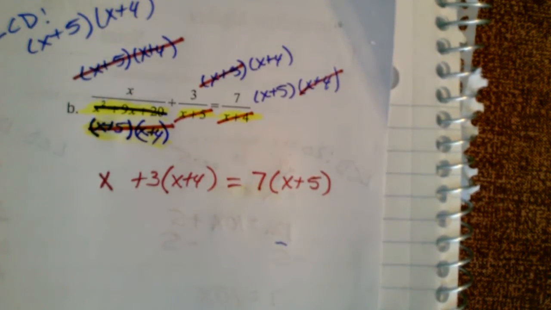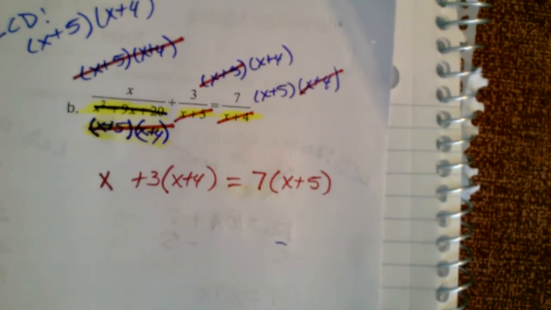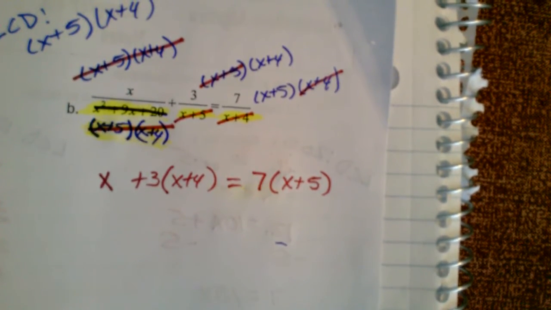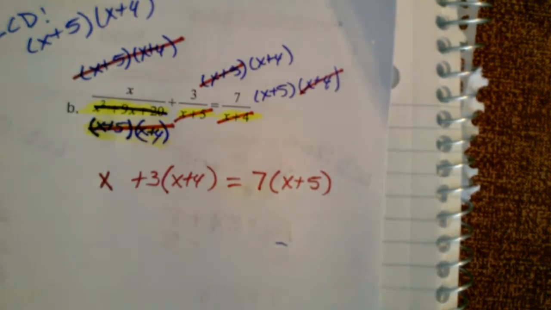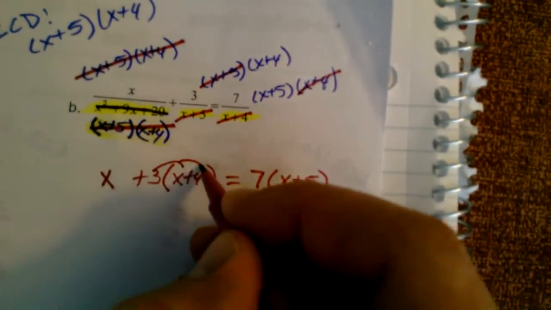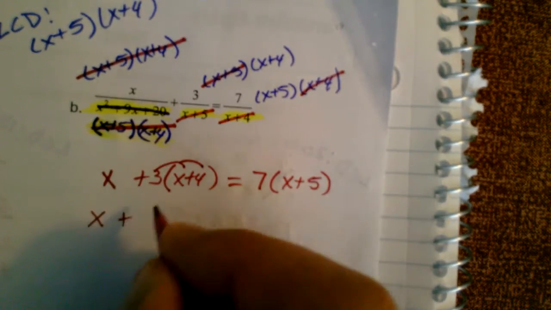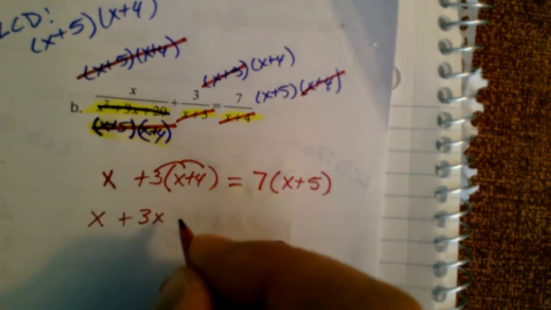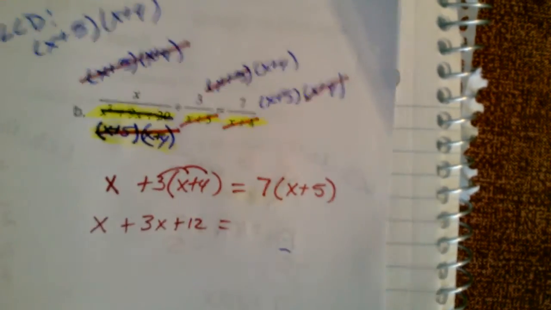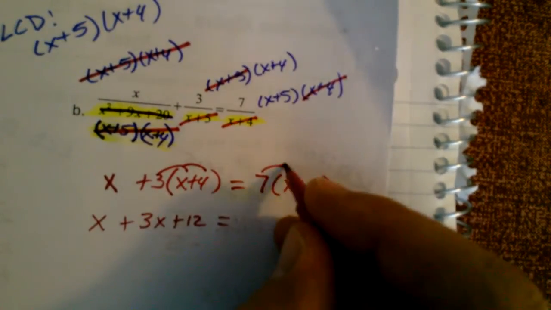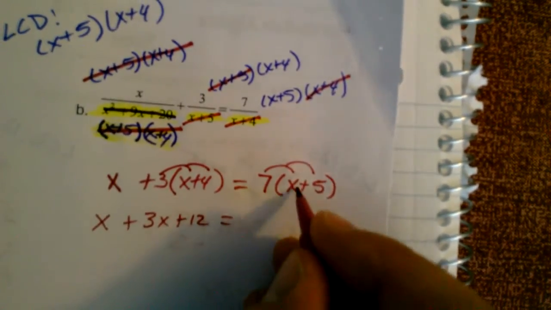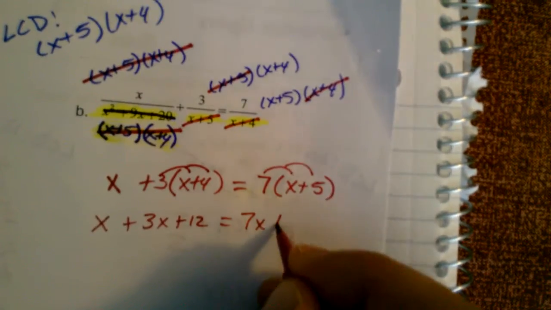Look at that. So we took something super nasty looking. Oh my gosh, it scared me. But we made it super pretty now. And now, distributive property, you guys know that. So we end up with x, and then 3 times x is 3x. 3 times 4 is 12. Go ahead and distribute here. 7 times x is 7x. 7 times 5 is 35.